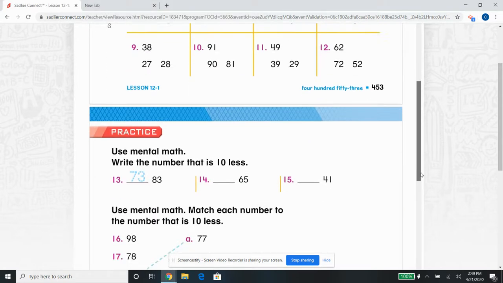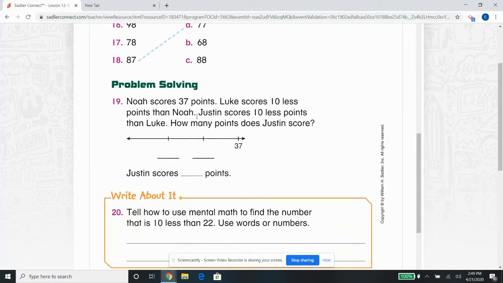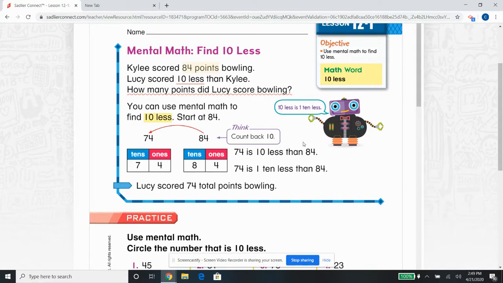And it will continue on the next page to ask you to use your mental math. Use 10 less. Again, another word problem. This is just using a number line. If this helps them, please do a number line if that's what's going to make them understand it a little bit better. So as you go through this lesson 12-1, use mental math to just find 10 less.